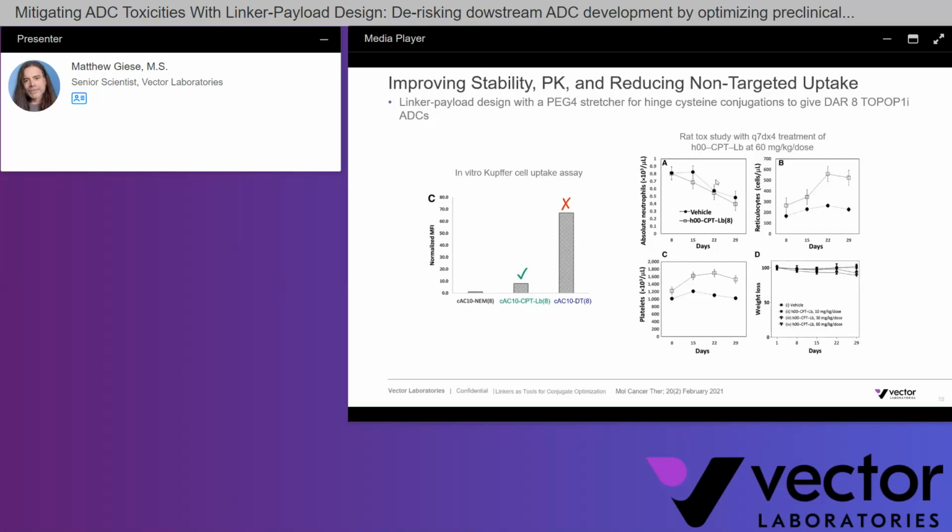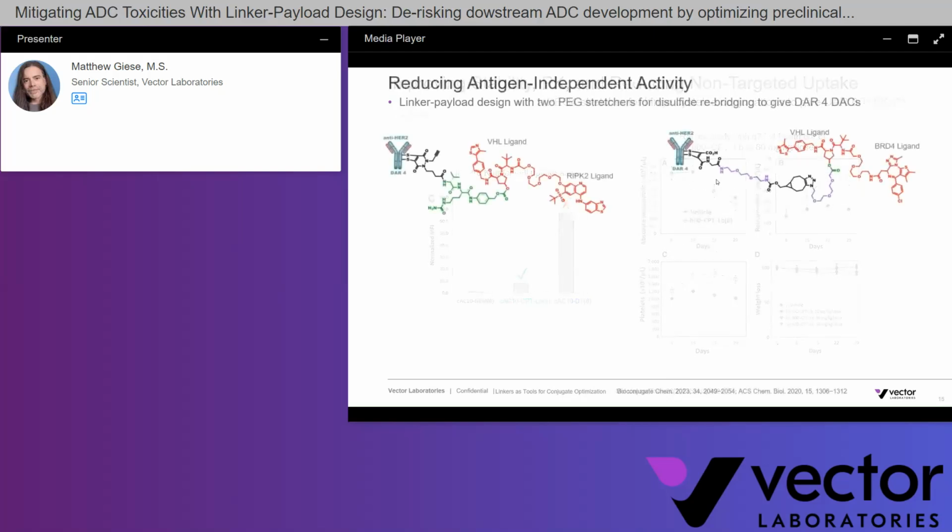So this example demonstrates that this linker payload design with the PEG-4 stretcher and the proprietary topo-1 inhibitor can improve physicochemical and pharmacokinetic properties, and then it can also reduce non-targeted uptake and myelosuppression, which might suggest reduced downstream tox liabilities. This final example in this section shows that antigen-independent activity of degrader antibody conjugates can be improved with linker payload designs that incorporate a PEG stretcher.